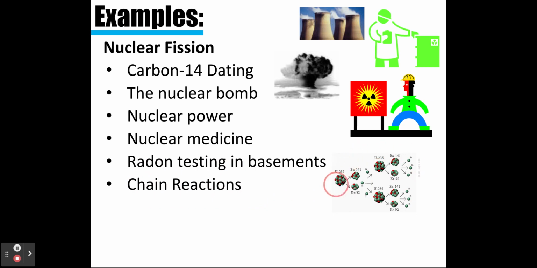And then of course you have chain reactions. This is an example here of a chain reaction where you split one atom. So you have uranium-235 and it's unstable, so it'll split into two smaller atoms.